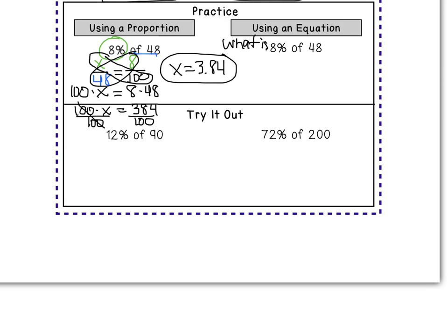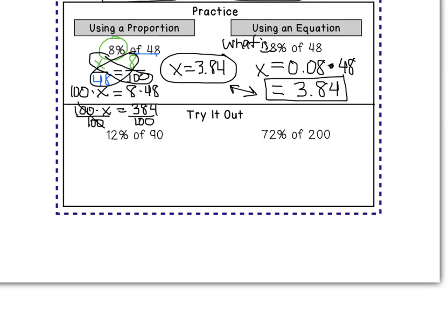Okay, what is? So what is my X? Is means equals. 8% written as a decimal would be 8/100ths, because I need to move my decimal 2 places over to the left. Of means multiply, and then we have 48. I'm going to type in my calculator 8/100ths times 48 and find out that I agree with 3 8400ths. See, winner, winner, chicken dinner, we match.